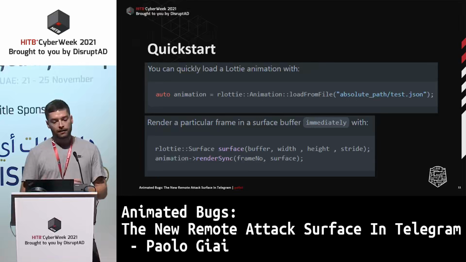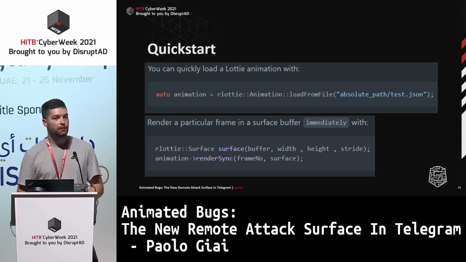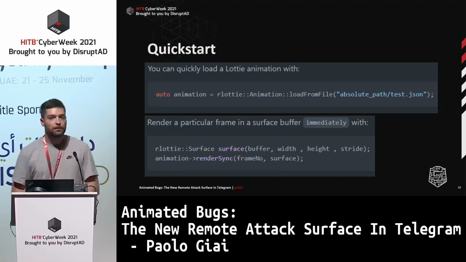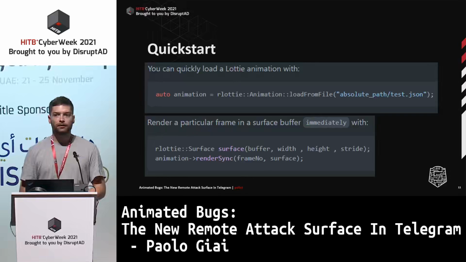Basically, it is divided in two main APIs, which are named in a human way and are pretty easy to use. The first is load from file, which will load in memory and parse an animation coming from the file system. And there is also load from data, which is basically the same, but it actually imports it from a string object.